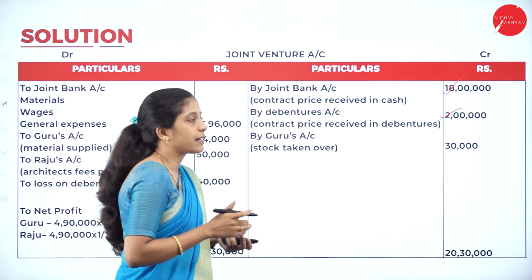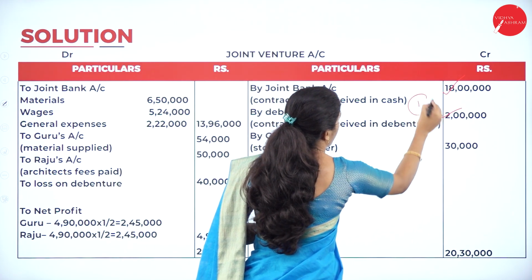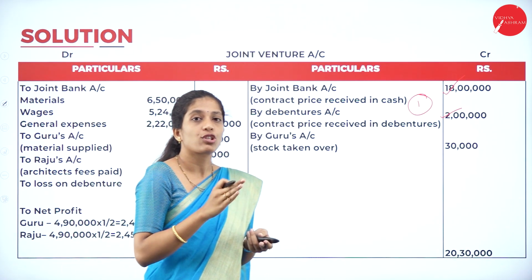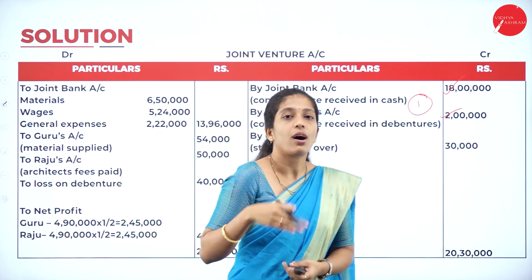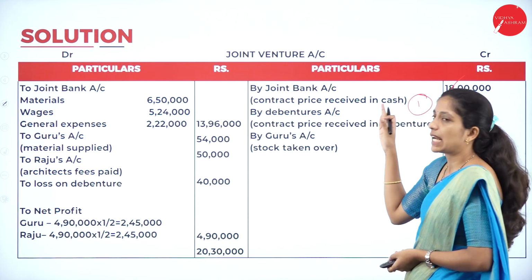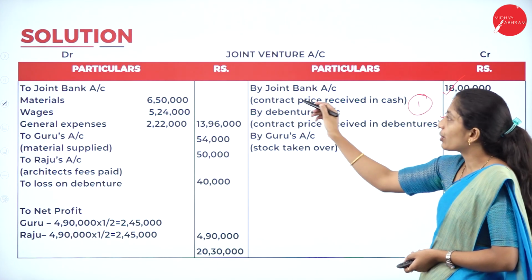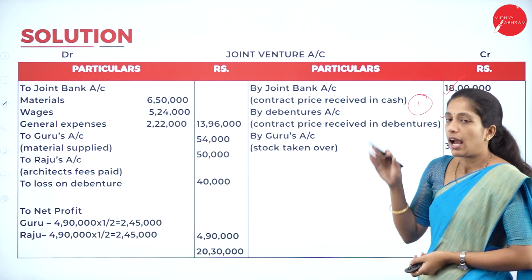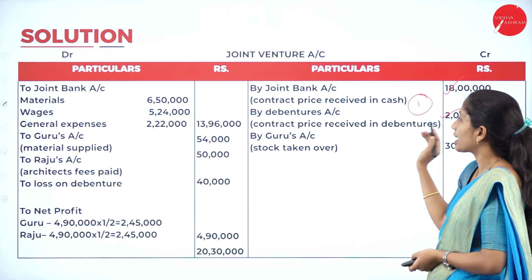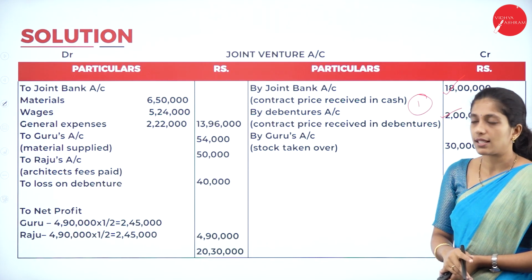Clear about the first entry? That is receiving of the contract price. As I told, it may be received in the form of cash, debentures or shares. Here in this problem, they have received 18 lakh in the form of cash. So, you will write by joint bank account, and if it is received in the form of debentures, by debenture account, contract price received in debentures.